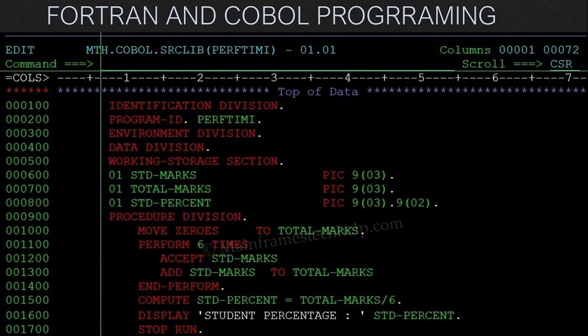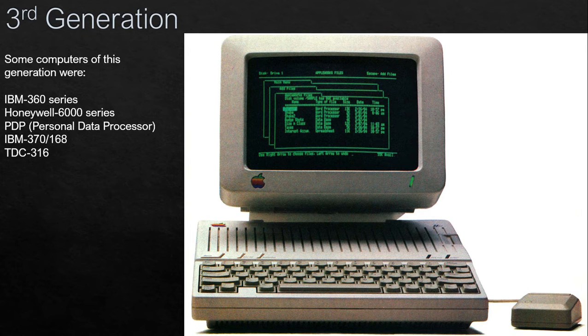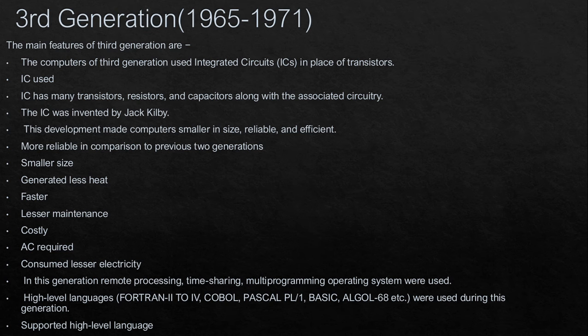Let's move to third generation. See how third generation computer looks like. It is a little bit smaller than other generation computers. And here also, what are the main features of this generation? So the time period of this generation is 1965 to 1971.